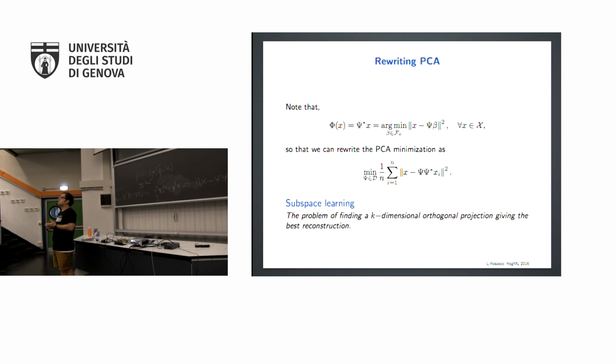So from a modeling perspective, if you take dictionary learning and you assume that the dictionary is an orthonormal basis, you end up trying to find an orthonormal basis that gives you the best reconstruction. That is, a subspace that gives you the best reconstruction.